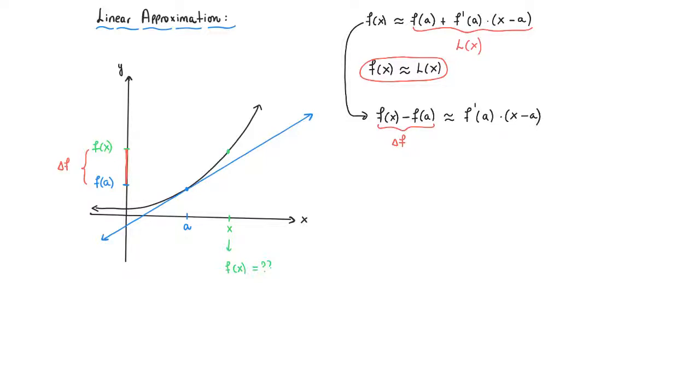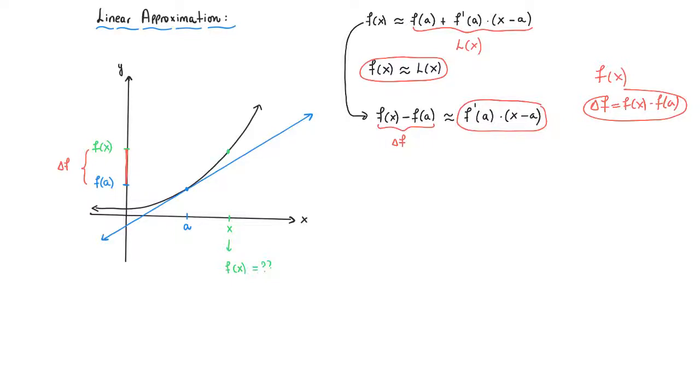You're going to see that in example 1 and example 2, we're going to be trying to approximate the difference in the y values. Sometimes you're going to use your linearization to approximate f of x, but sometimes you're going to use it to approximate delta f, in other words, f of x minus f of a. To approximate delta f, you can use the product of f prime of a times x minus a.